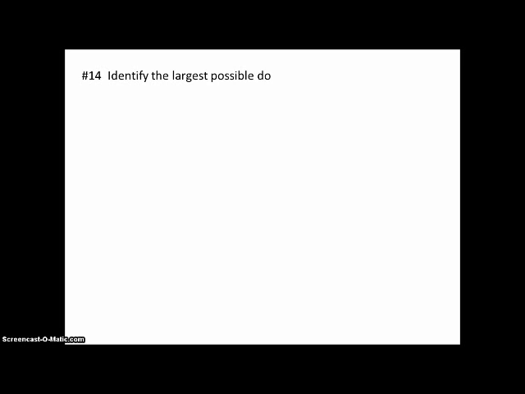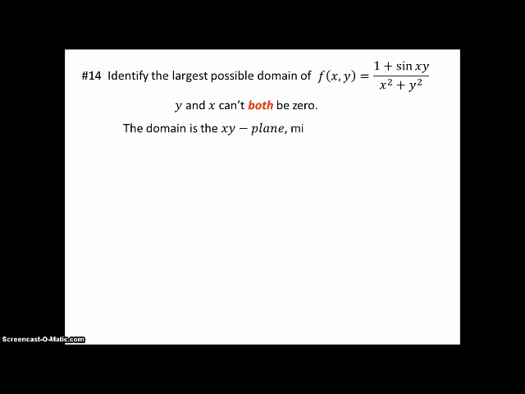Number 14, identify the largest possible domain of f of x, y equals 1 plus sine xy over x squared plus y squared. And again, of course, x and y are independent variables. You can choose any values that are legal and then compute the z value that would be plotted above that point on the xy plane. y and x can't both be 0 because then your denominator would be 0, but you can take the sine of any angle. So that's the only restriction, and therefore the domain is the xy plane minus the origin where x and y are both 0.